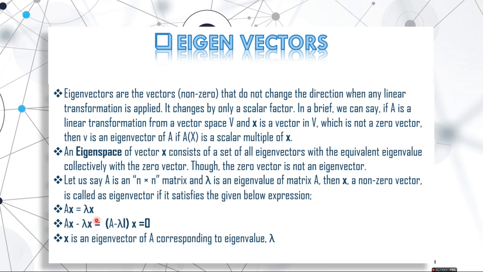So if we send this lambda x to the right-hand side, then we take x common and get A minus lambda I. This I is called an identity matrix. If we multiply the lambda into I, we will get this lambda. So we get A minus lambda I into x is equal to 0. Then x is called an eigenvector of A corresponding to the eigenvalue lambda.